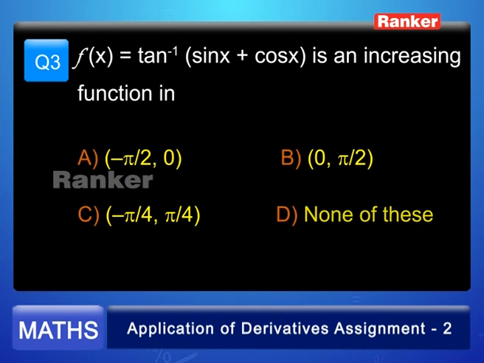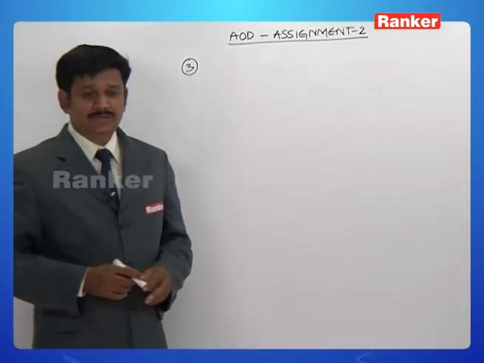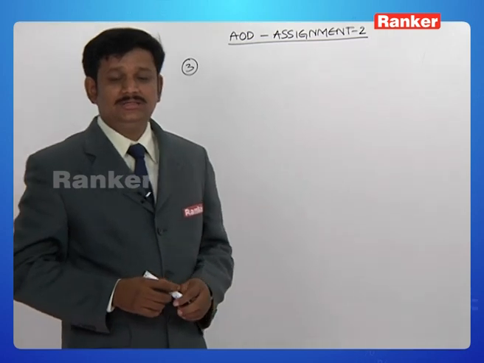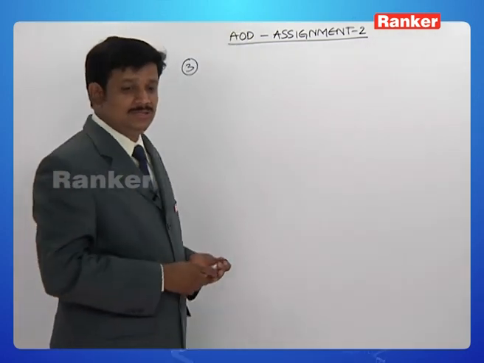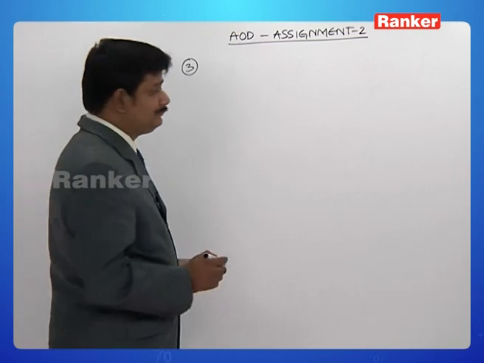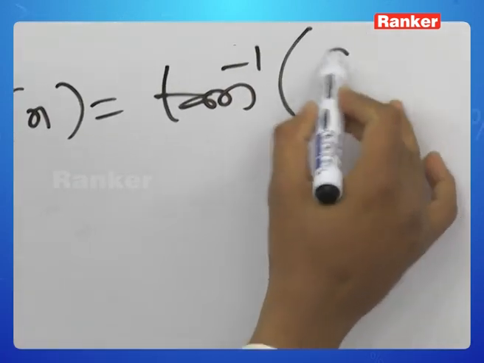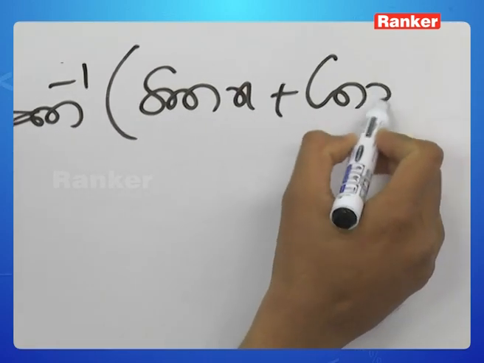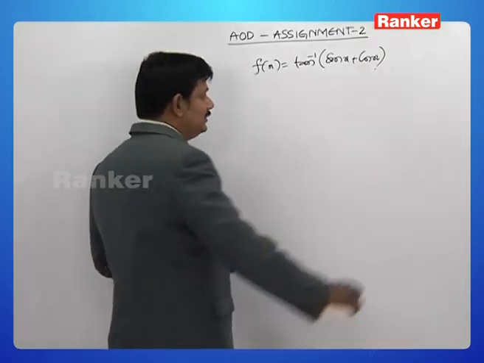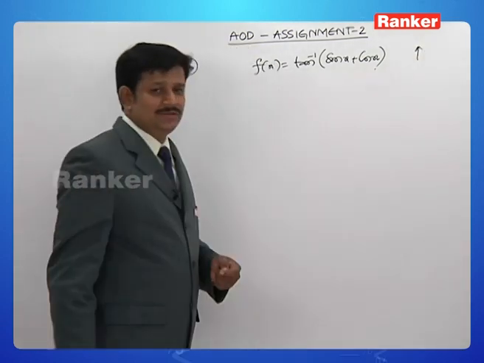f of x is equal to tan inverse of sin x plus cos x is increasing in option A minus pi by 2 to 0, option B 0 to pi by 2, option C minus pi by 4 to pi by 4, option D none of this. So, we need to check in which of the given intervals the function tan inverse of sin x plus cos x is strictly increasing. Given function is f of x is equal to tan inverse of sin x plus cos x, and we need to check the interval in which this function is increasing.